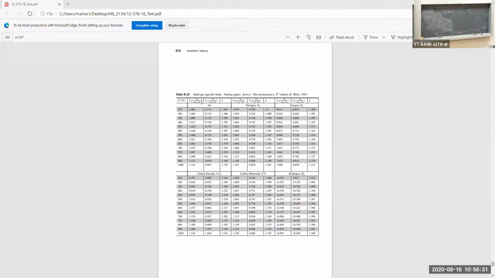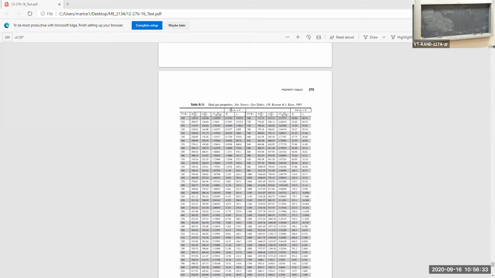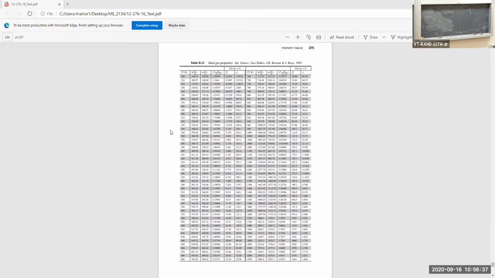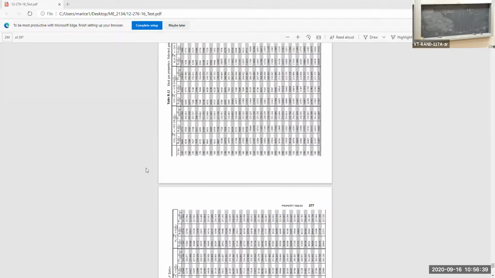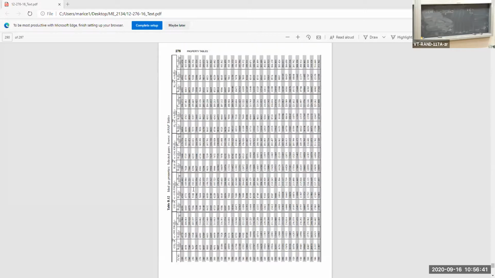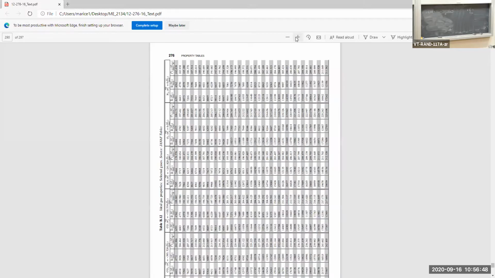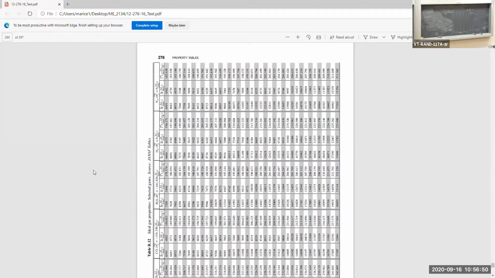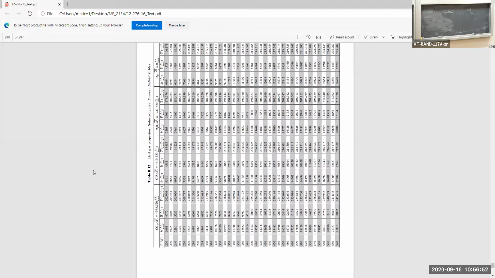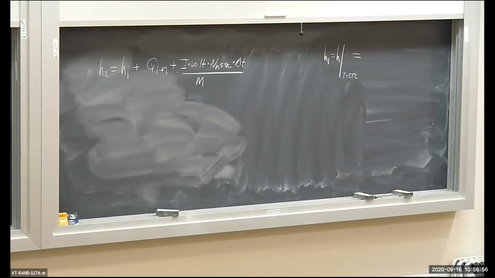Now, here's our specific heats. That's not it. Ideal gas properties of air. We don't have air, we have nitrogen. Similar table, but, oh, table B12. Here we go. Let me magnify this here. There we go. B12. Hold on a second. Am I on the right application? I want to make sure I have the right application going. I guess so.